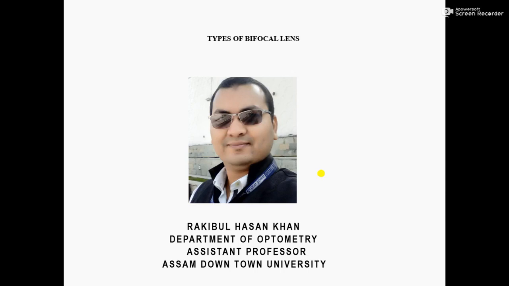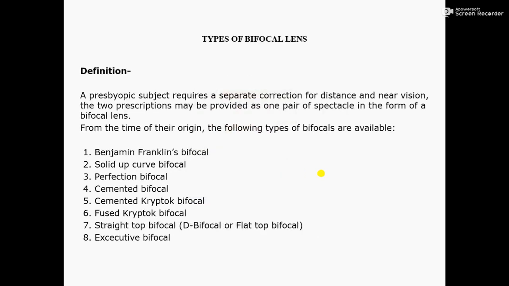Today I am going to discuss the types of bifocal lens. The definition is: a presbyopic subject requires a separate correction for distance and near vision, so two prescriptions may be provided in one pair of spectacles in the form of a bifocal lens.